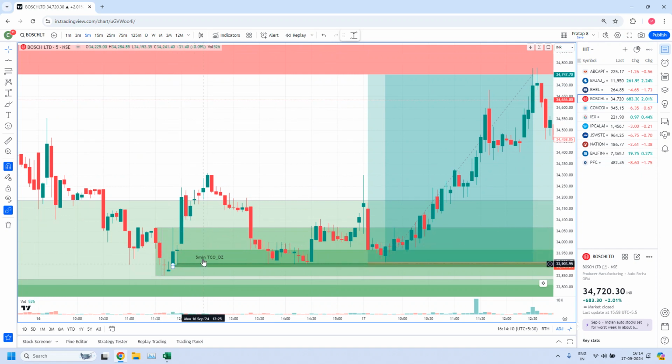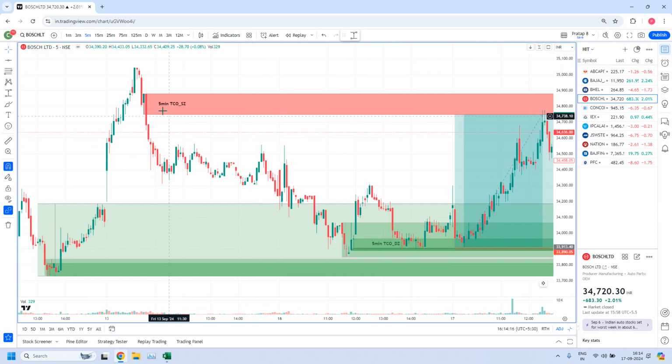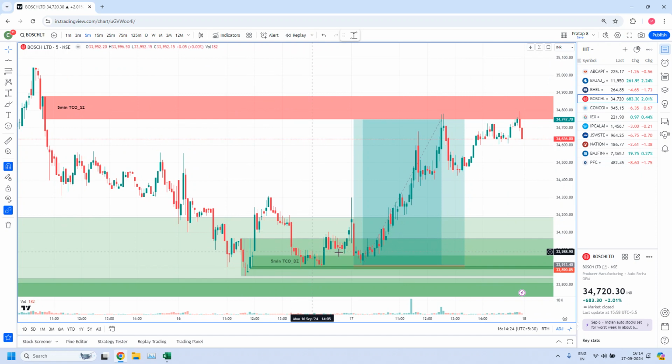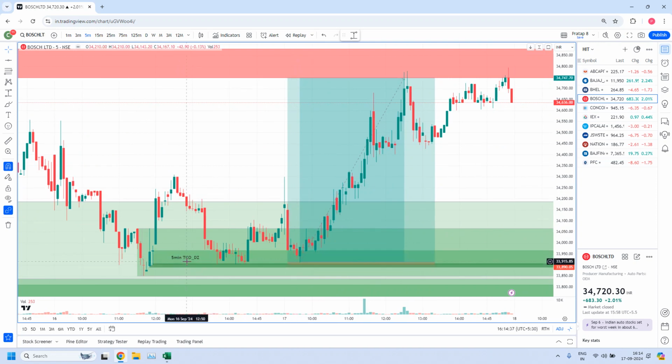Rally, base, rally. This is a 5 minutes trend change origin demand zone. And the target is this zone: drop, base, drop. This is the 5 minutes trend change origin supply zone. Probably prices will be moving within this area. Exactly, that is what happened. But this is not a 15 minutes TCO zone. This is a 5 minutes TCO zone.